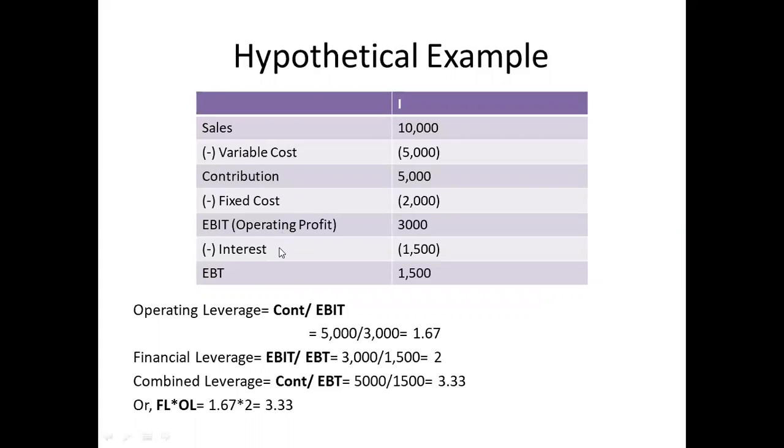Financial leverage is based upon the financial fixed cost of the concern, and that arises because of the debentures. So here the interest on debentures is given to us. We are concerned with the two things that are adjacent to the interest. So it is EBIT divided by EBT. So EBIT divided by EBT, we have financial leverage 3,000 divided by 1500 is equal to 2.